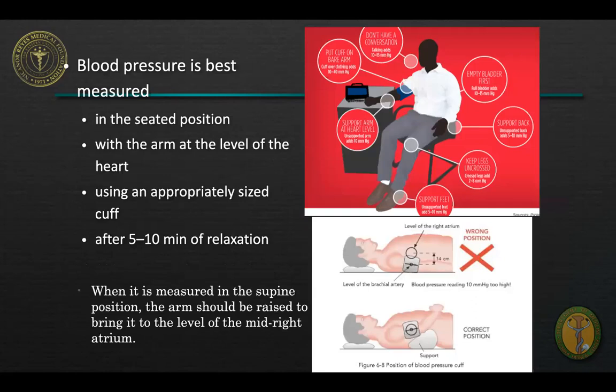Blood pressure is best measured in the seated, relaxed position with the arm at the level of the heart, using an appropriately sized cuff after 5 to 10 minutes of relaxation. When it is measured in the supine position, the arm should be raised to bring it to the level of the mid-right atrium.